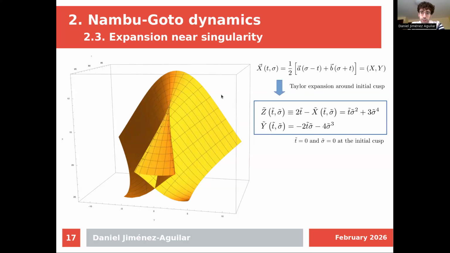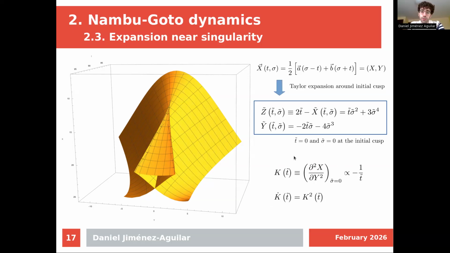This is not exactly the swallowtail surface, but it is closely related to it, and we can see this by taking the Nambu-Goto solution and simply performing a Taylor expansion around the initial cusp. And one can see after some redefinitions that the coordinates y and z defined this way match perfectly the parametrization of the true swallowtail surface.